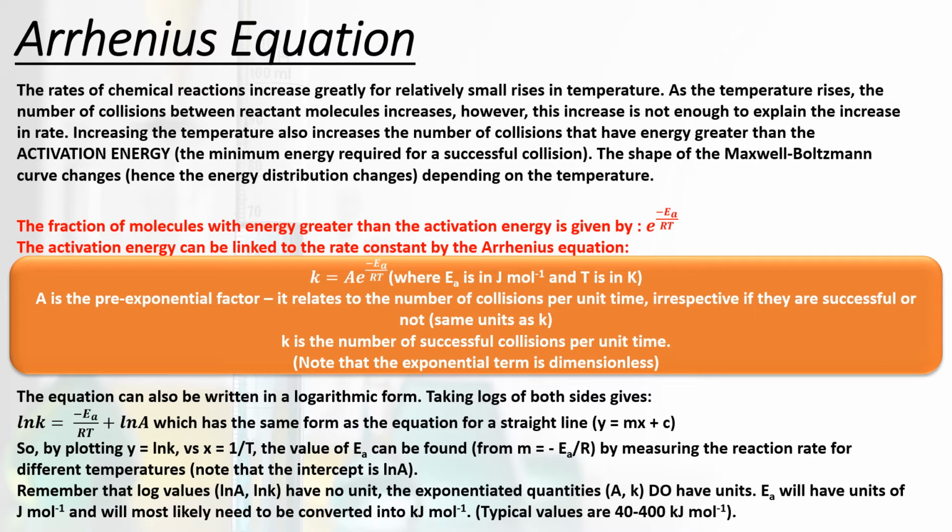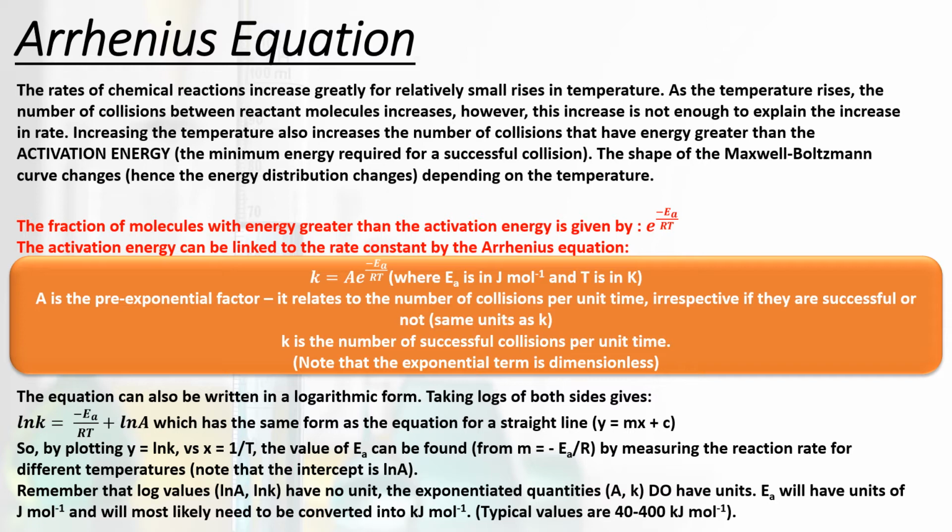And so if we plot ln k versus 1 over T, the value of our activation energy, Ea, can be found from measuring the gradient. Remember, the gradient is the change in y divided by the change in x. And so our activation energy can be found by measuring the reaction rate, k, for different temperatures. And remember that c is the intercept, where it would intercept the y-axis.